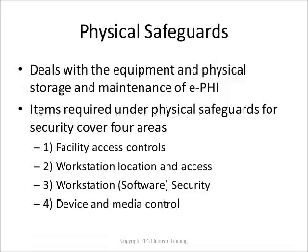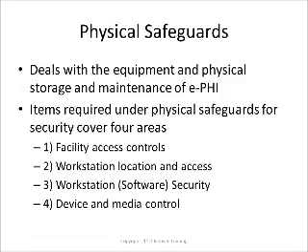So what are physical safeguards? This deals with the equipment and the physical storage and maintenance of electronic protected health information. Items required under the physical safeguards for security cover four areas. Number 1, facility access controls. Number 2, workstation location and access. Number 3, workstation security, in other words, software. And number 4, device and media control.